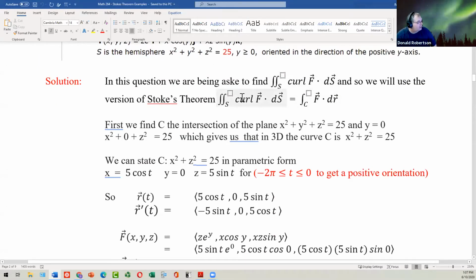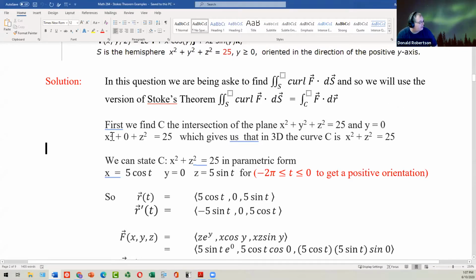So according to Stokes' theorem, a double surface integral of curl f ds is the same number as the single line integral over C of f dr. Right, so first we have to figure out who C is. Well, C is this sphere intersecting with y equals 0.